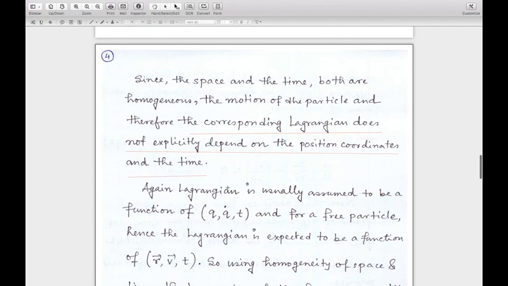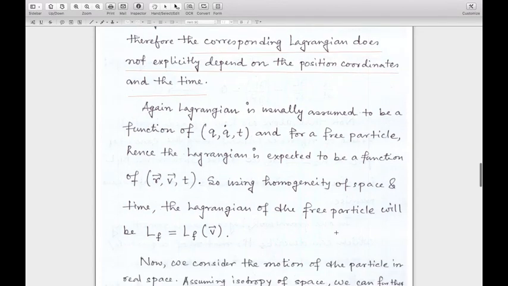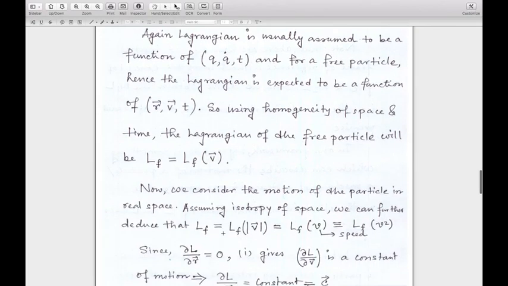Right? We all know that the Lagrangian is usually assumed to be a function of q, q dot, and t, and here r, v, t, as I just said. So using homogeneity of space and time, we can simply say, what else can the Lagrangian depend on? Only the v vector, right? And we call that Lagrangian L_F for the free particle. Okay, that will be just a function of the v vector.